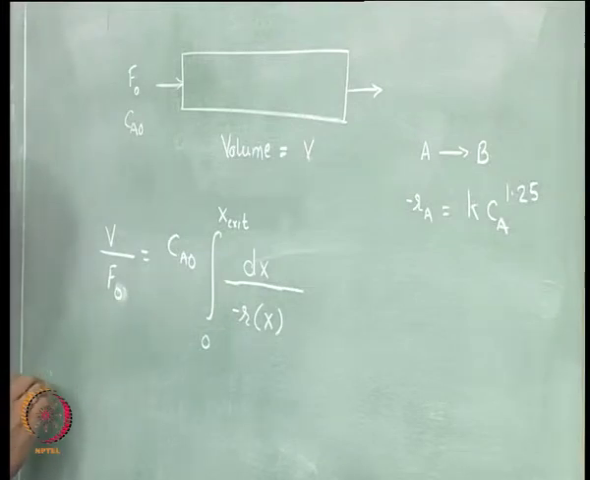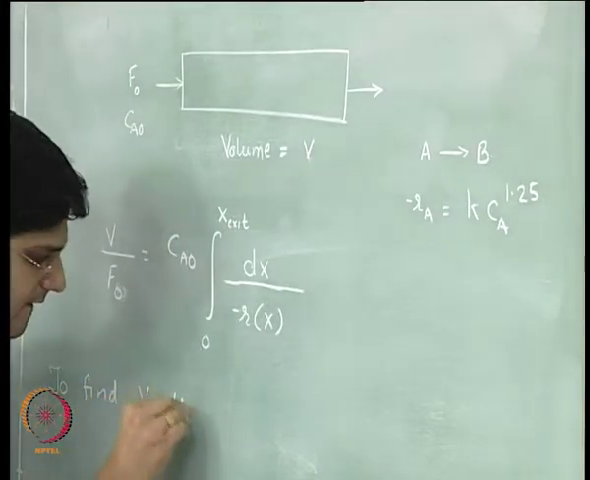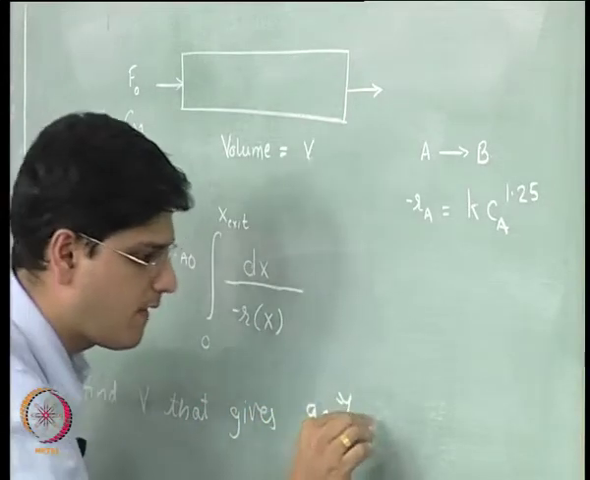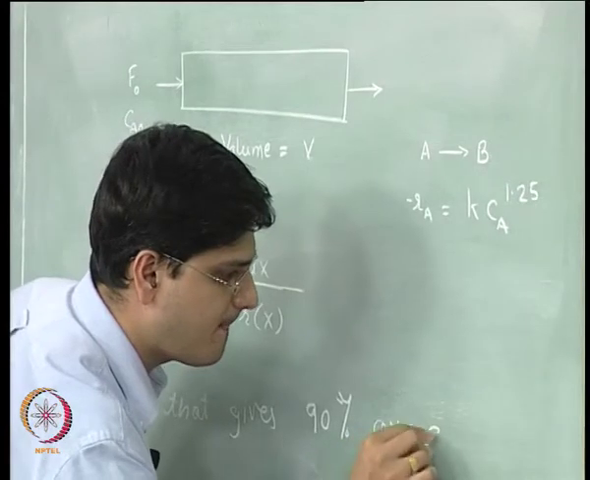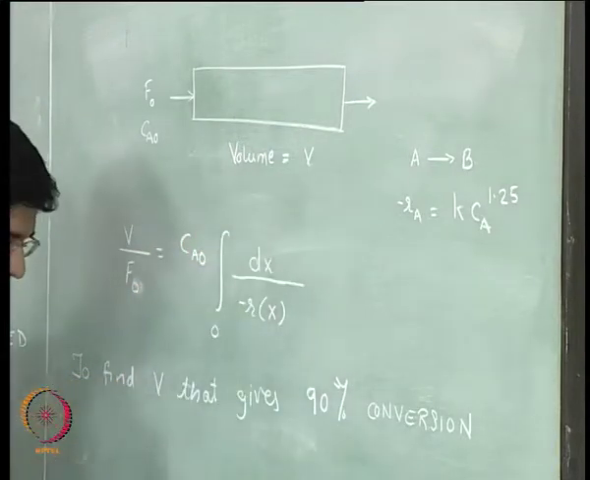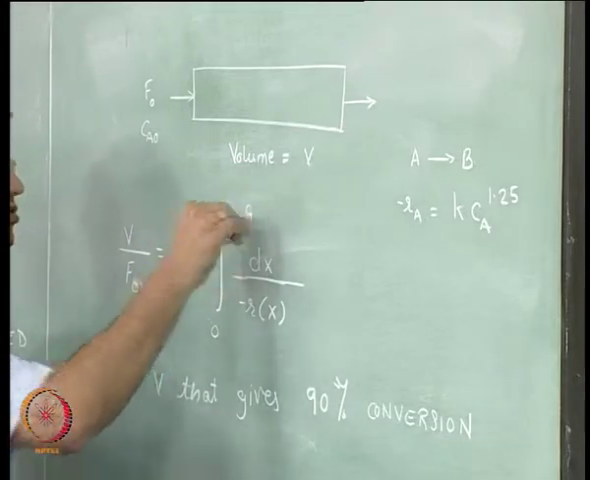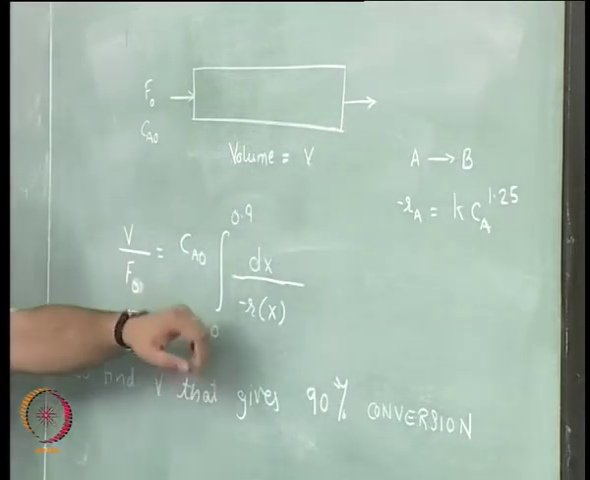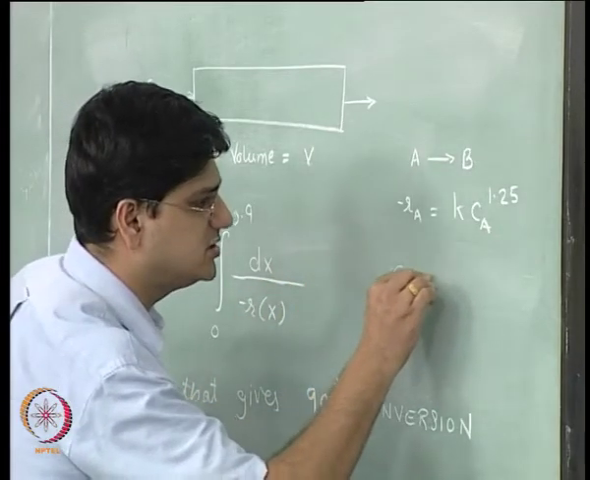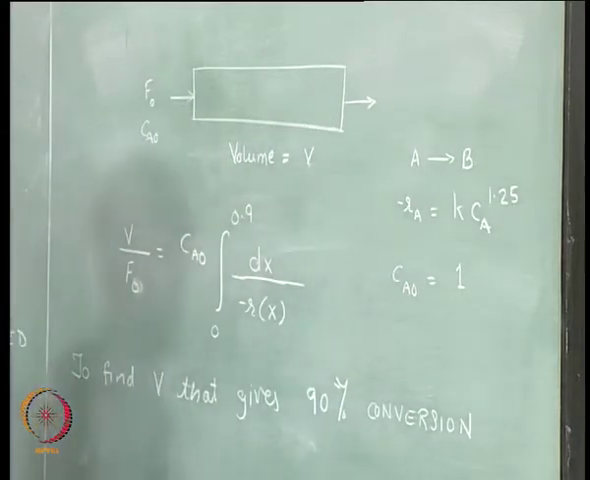Okay. So let us say that we want to find the volume of the reactor that gives 90% conversion. That means X at the exit is going to be 90% or 0.9. So the problem that we have is V by F naught equal to Ca naught integral dX by minus Ra. Let us assume that Ca naught, we will just use some arbitrary data. Ca naught is 1 mole per meter cubed.